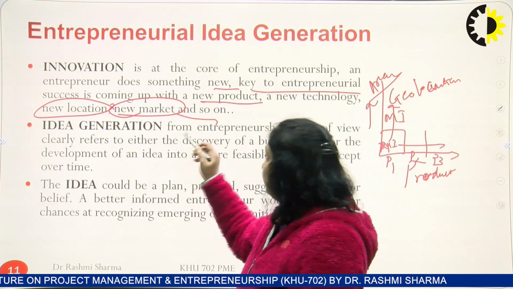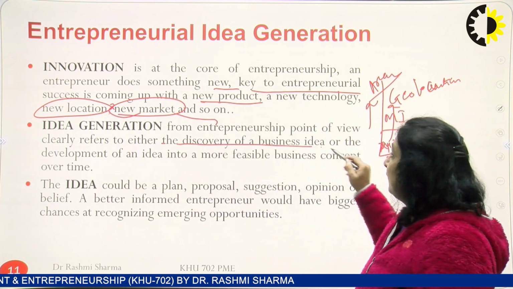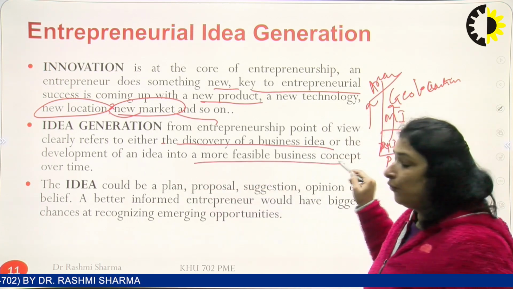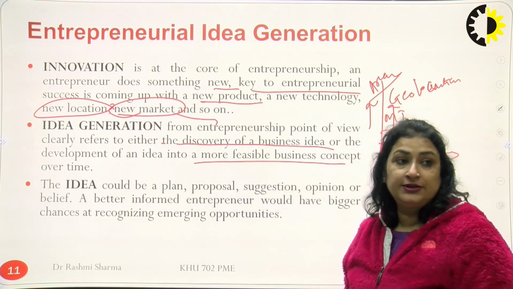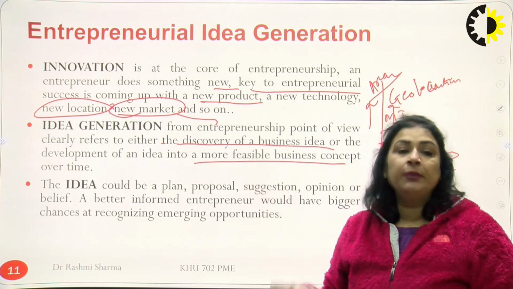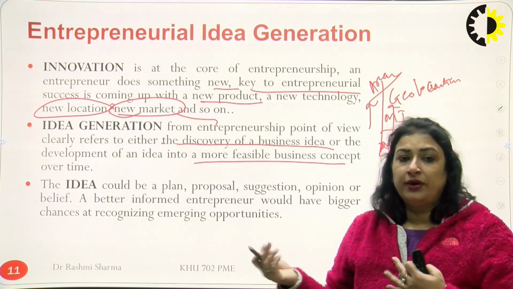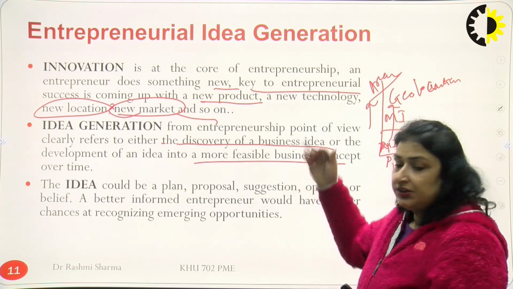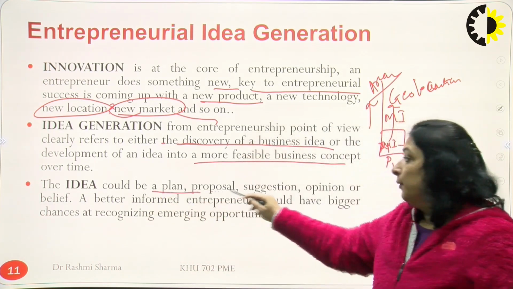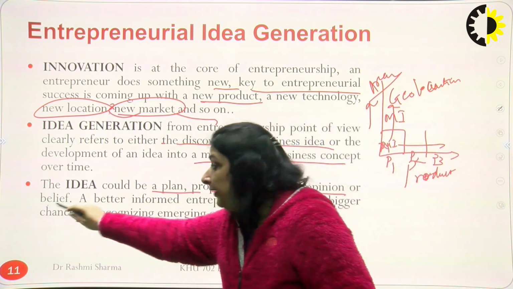So idea generation from the entrepreneur's point of view clearly refers to either the discovery of a business idea or the development of an idea into a more basic physical concept. Either one, over time we want to improve something, maybe change the technology. Now we were having the manual one and now I want the automated one. So a change in technology can also be idea generation. So an idea can be a plan, proposal, suggestion, opinion or belief.